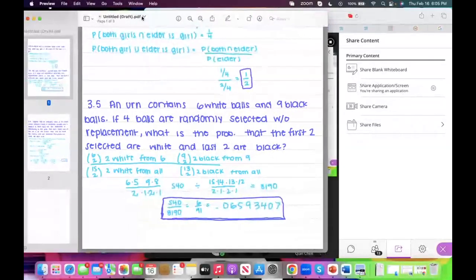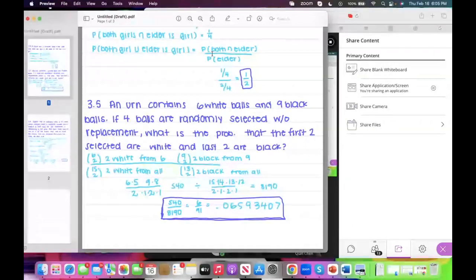Okay, can you see this? Yep. Okay, so an urn contains 6 white balls and 9 black balls. If 4 balls are randomly selected without replacement, what is the probability that the first 2 selected are white and the last 2 are black?